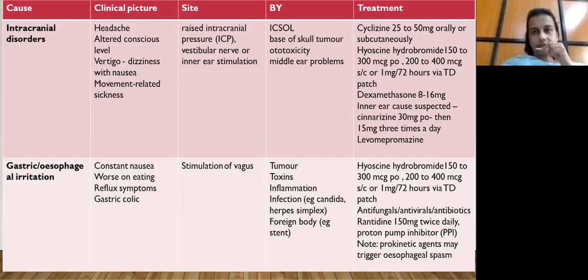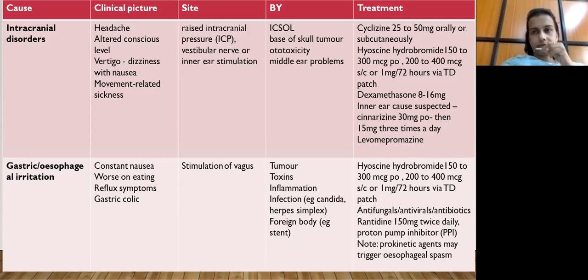Okay. So the drugs are cyclizine, 25 to 50 milligram, or we can also go for hyoscine hydrobromide. And again, you can also try dexamethasone for that. So dexamethasone basically will reduce the intracranial pressure and reduce inflammation and can act as an antiemetic. If you suspect inner ear, we can also go for cinnarizine. And levomepromazine is a broad spectrum antiemetic which covers all the receptors. So that is something that can be given for that also.